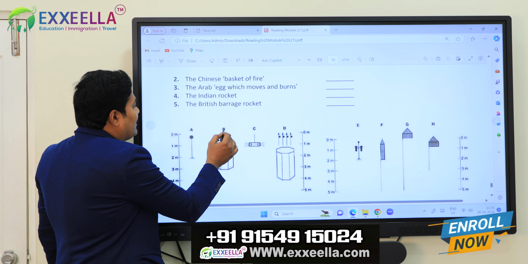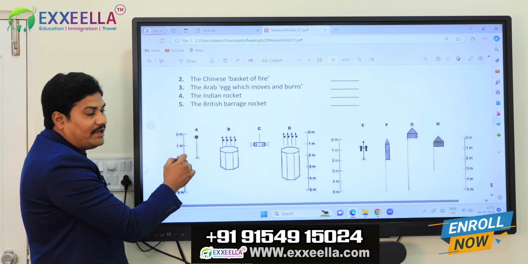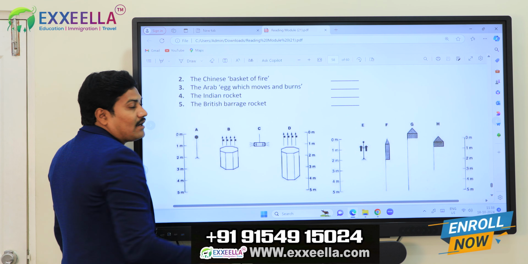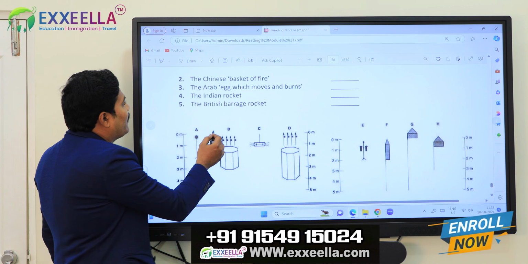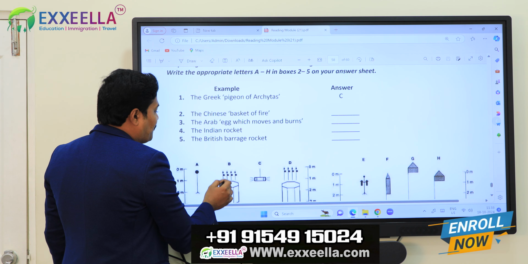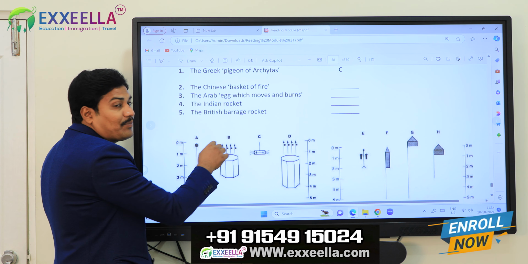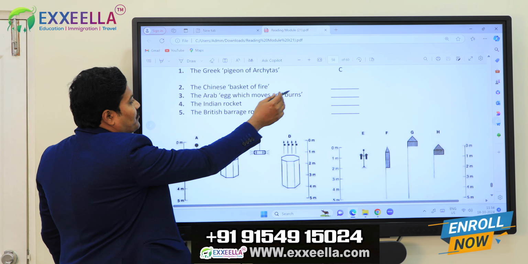So probably the answer will be option B, because the arrows are not more than 1 meter. If you observe this D diagram, the arrow marks are more than 1 meter. That's the reason why the option is B for the second question. So for the Chinese basket of fire, the option is B, because the arrows are less than 1 meter, approximately 0.7 meters. So the answer is option B.